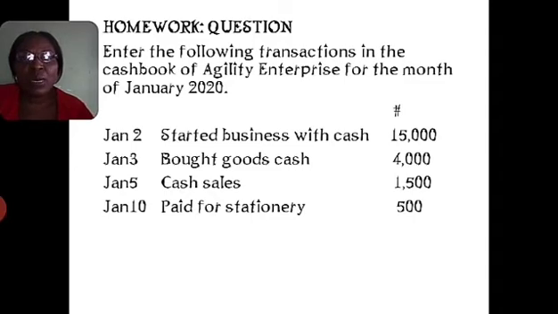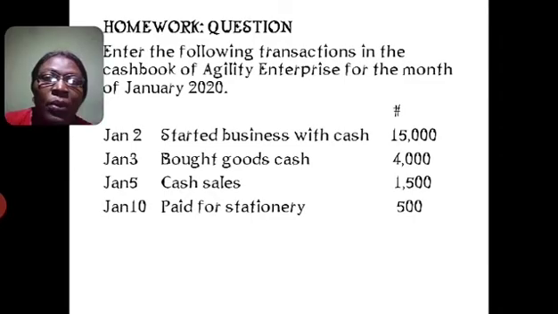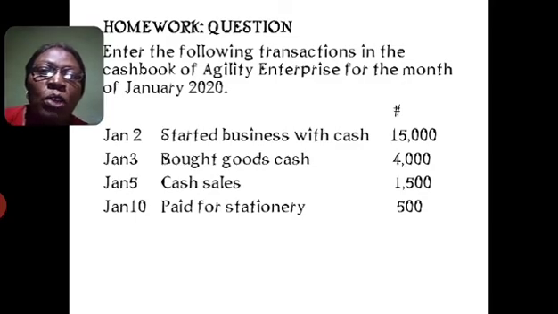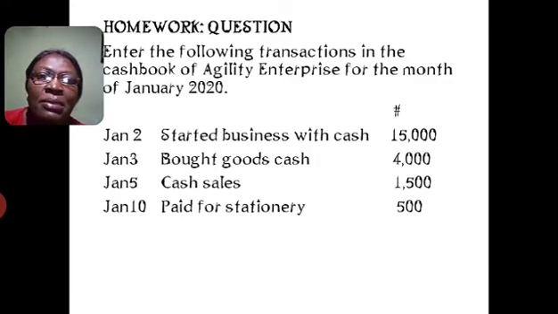Below is a homework or an assignment I would like you to do. In this assignment, you are asked to enter the following transactions in the cash book of Agility Enterprises for the month of January 2020. In carrying out that assignment, the first thing you do is to draw the single column cash book. After drawing it, you give the cash book a heading. The heading should be Cash Book of Agility Enterprises.